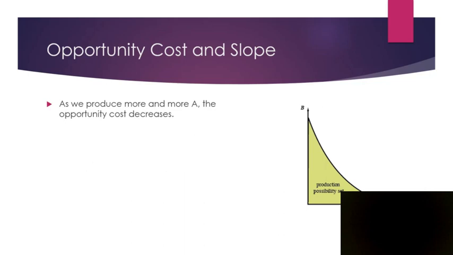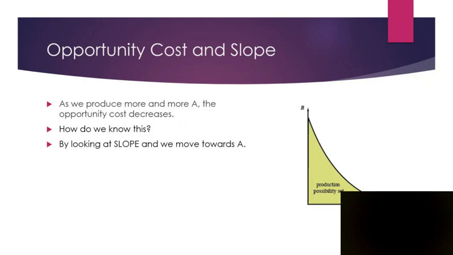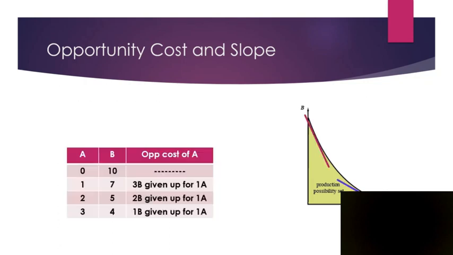In this case, as we produce more and more of good A, the opportunity cost is actually falling. Well, how do I know that the opportunity cost is falling? By looking at slope as we move towards A. So let's take a look. I've got the hot pink line, and then I've got the purple line. Do you see what's happening on the right with the tangents? The tangents are becoming less steep.